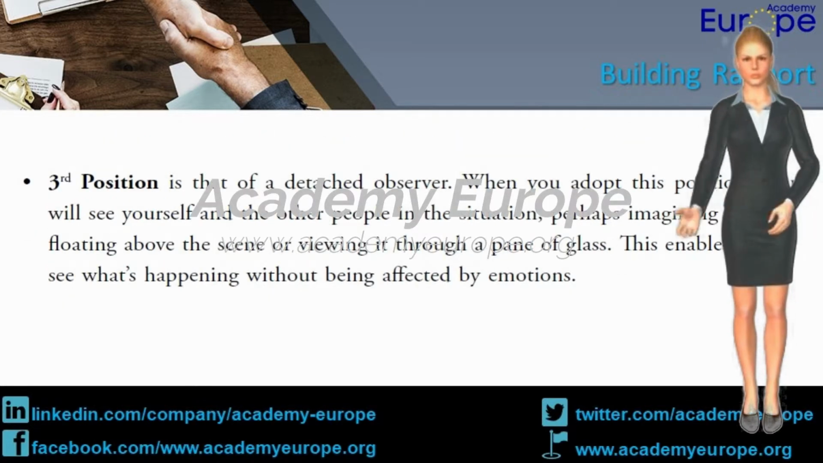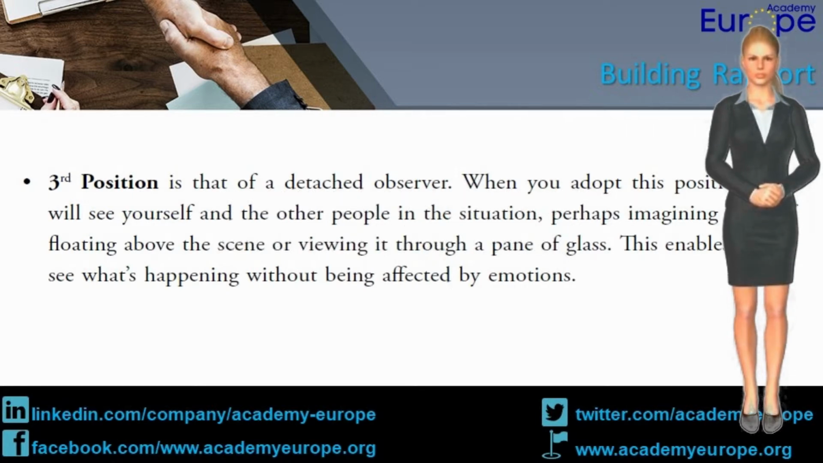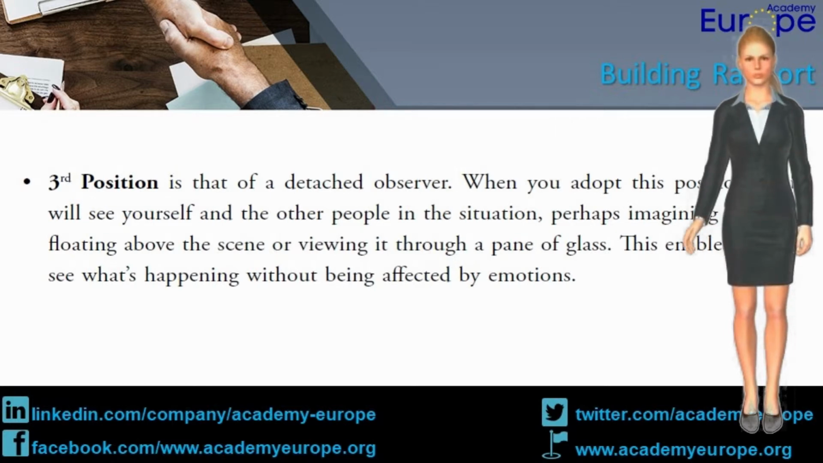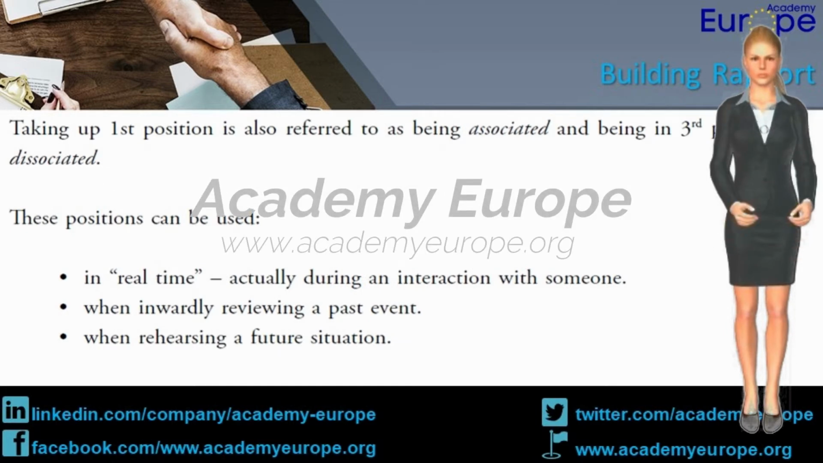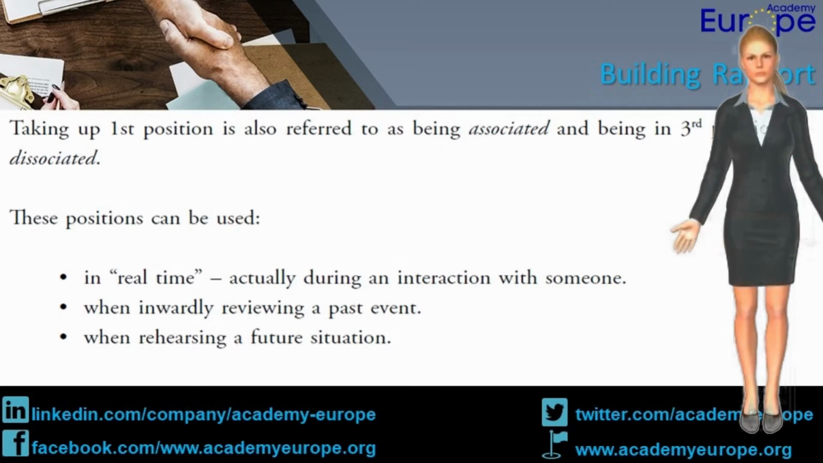Third position is that of a detached observer. When you adopt this position, you will see yourself and the other people in the situation, perhaps imagining yourself floating above the scene or viewing it through a pane of glass. This enables you to see what's happening without being affected by emotions. Taking up first position is also referred to as being associated, and being in third position is dissociated. These positions can be used in real time, actually during an interaction with someone, when inwardly reviewing a past event, or when rehearsing a future situation.